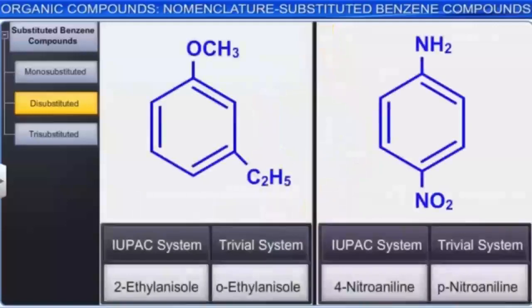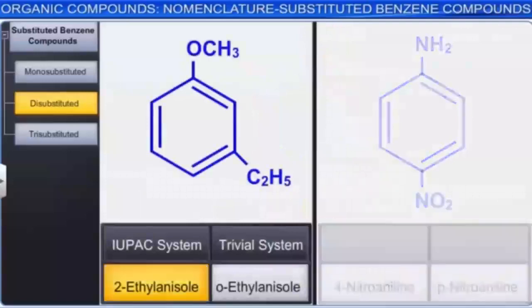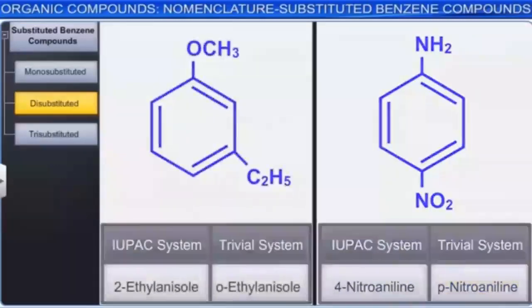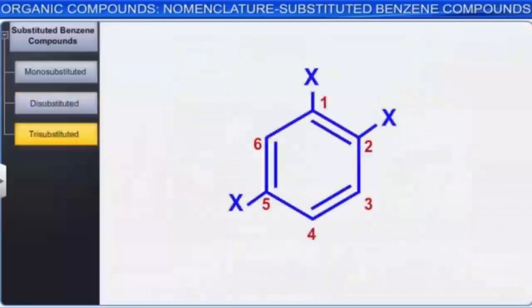Similarly, the names of the following compounds with 2 different substituents on the benzene ring are 2-ethylanisole or ortho-ethylanisole and 4-nitroaniline or para-nitroaniline respectively. Now let's look at the nomenclature of tri or higher substituted benzene. Tri-substituted benzene has 3 substituents attached to the benzene ring. Let's look at the rules for naming such compounds.